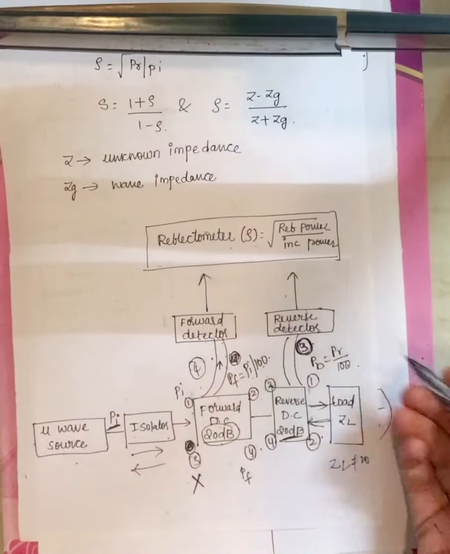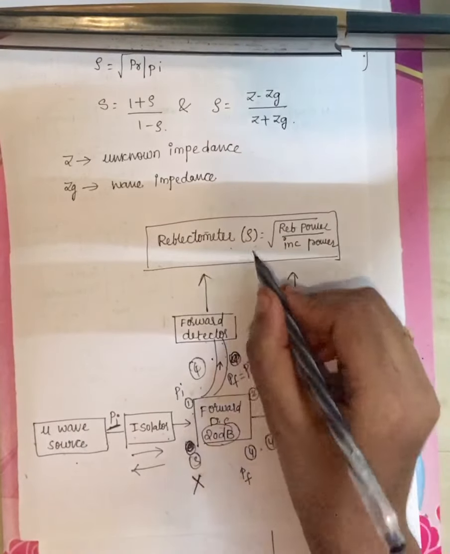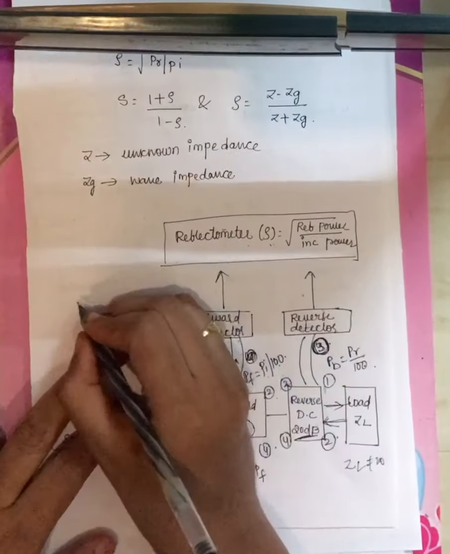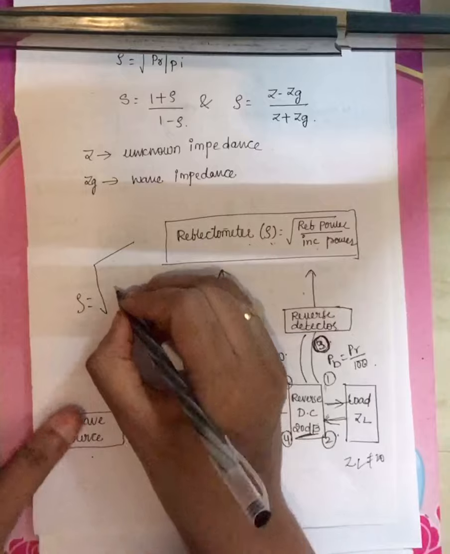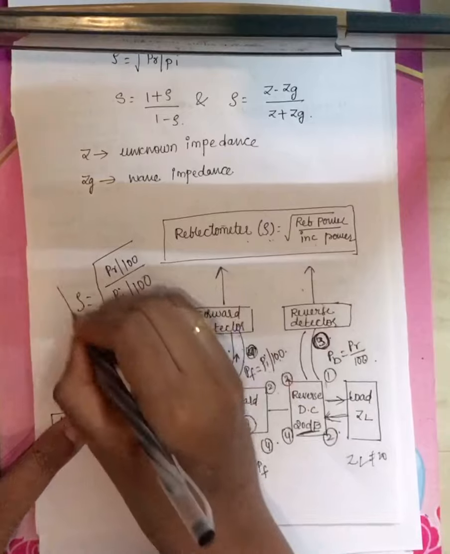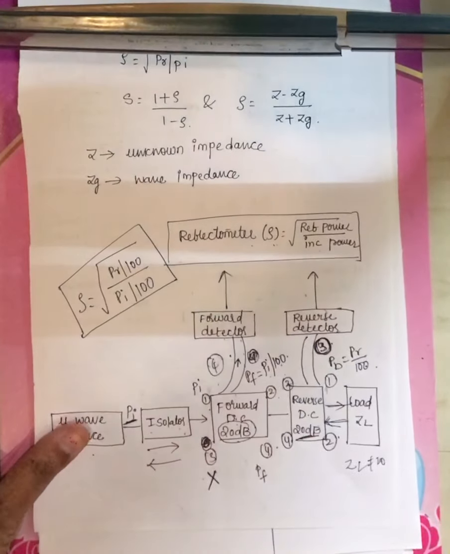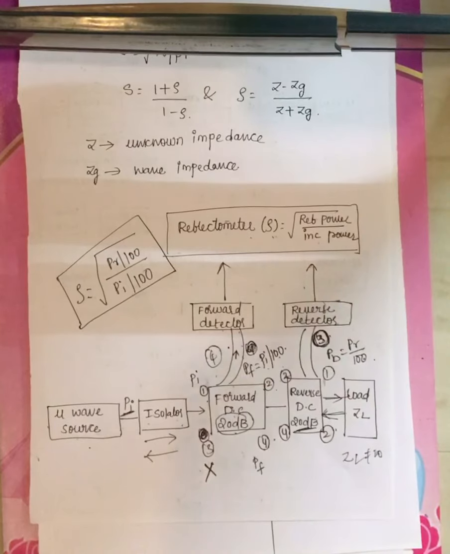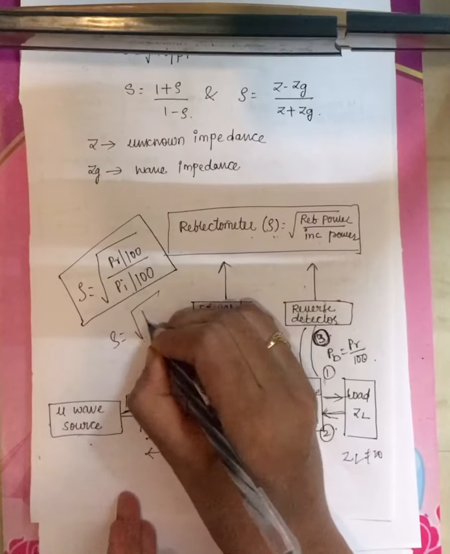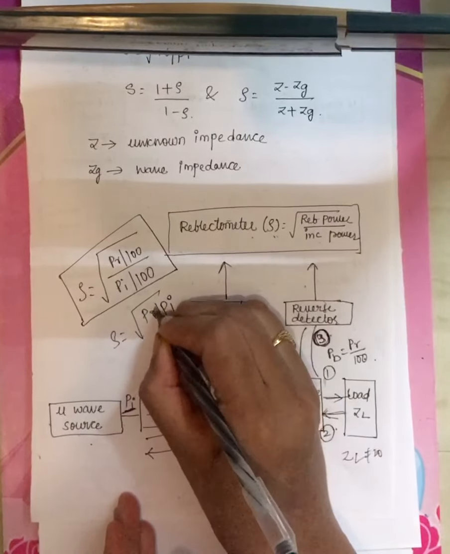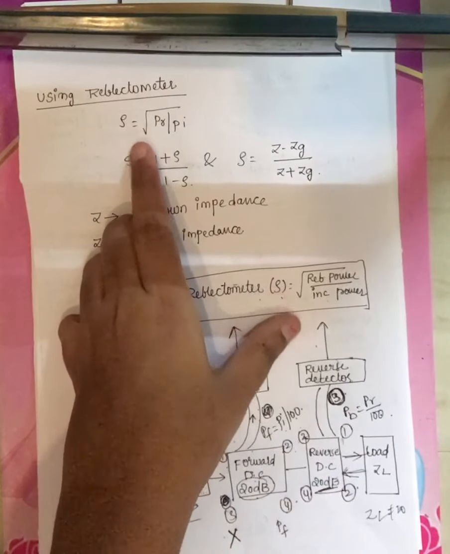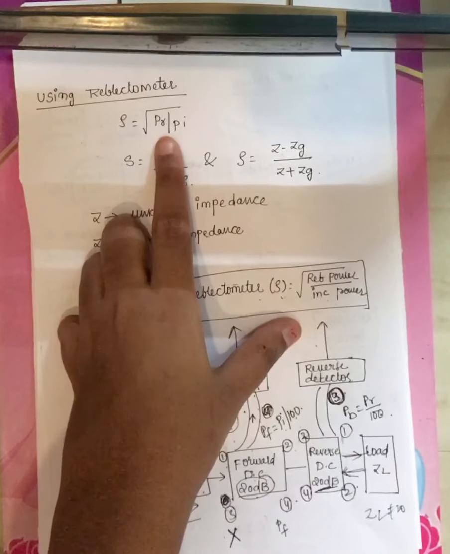Now the forward detector detects the signal, and this is also the same. What is the final reflectometer reading? Rho is reflected power by incident power. Finally rho is PR by 100 over PI by 100. We get the factor of 100 because of the coupling of 20 dB, and the forward and reverse directional couplers are identical. So from the reflectometer rho is nothing but PR by PI.